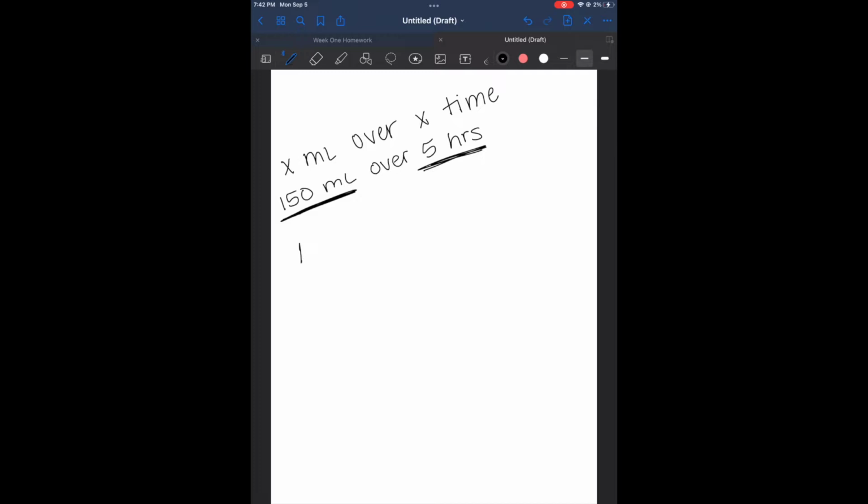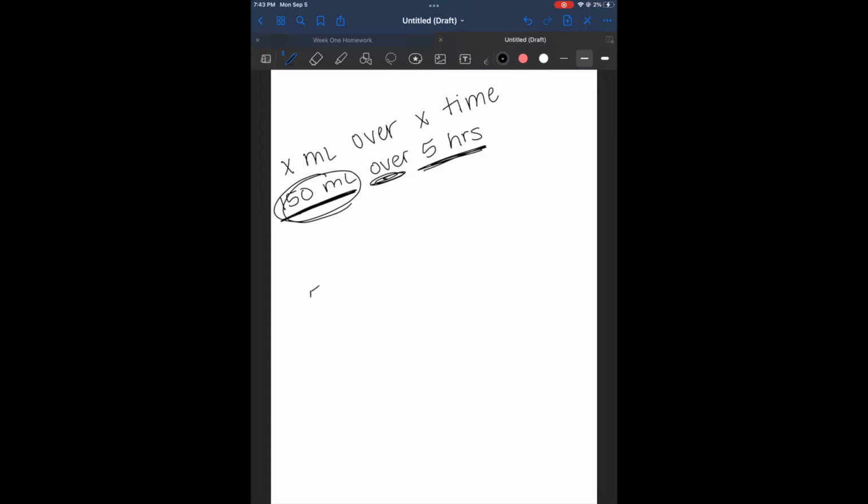That doesn't mean that they're getting 150 milliliters every hour for 5 hours. Some people would want to be like, okay, well, if they're getting 150 for 5 hours, I need to times it by 5. That's not the case here. So remember, if it says over, you're just going to keep this volume.